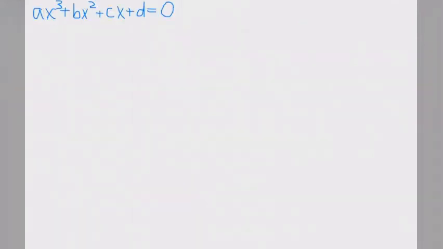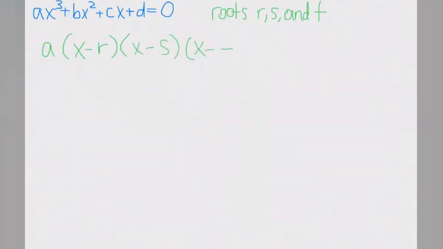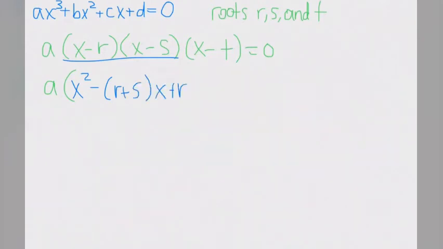Let's take a look at another one. So again, let's just say we have roots r, s, and t. So we can rewrite this as a times (x minus r) times (x minus s) times (x minus t) equals 0. So then again, if we expand this, I'm going to expand these two first. And we know that from previously. It looks like this. And then times (x minus t) equals 0.